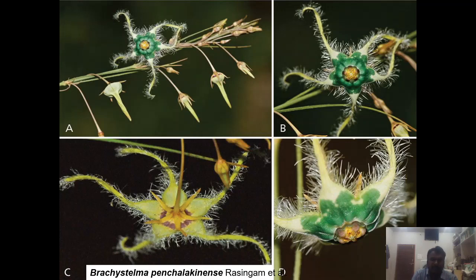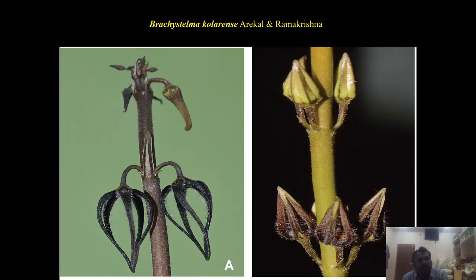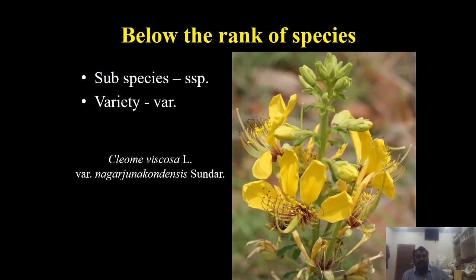Another place of the Eastern Ghats, Penchalakona area from Nellore district. That is Brachystelma penchalakonense. Brachystelma anantapurumense, Brachystelma annamacharya, named after Annamayya. Anantapurumense, named after Anantapuram. Brachystelma kolarense, named after Kolar. Wahlenbergia erecta, this is based on erect nature. Procumbent nature, Tridax procumbens. This is about the names of species.